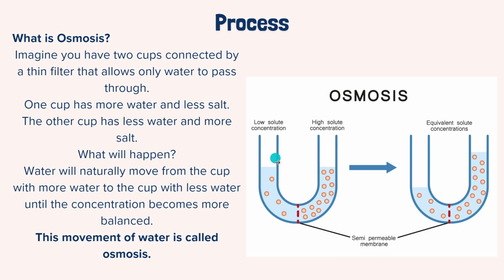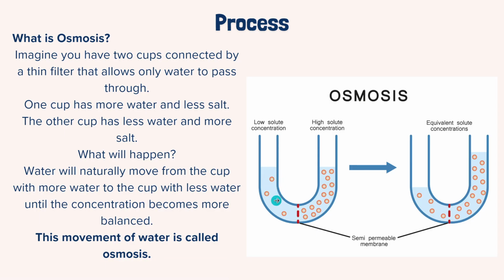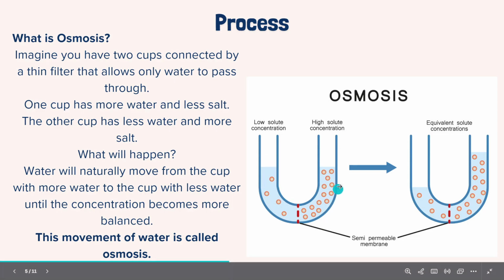Now, for example, see here, we have a U-tube which is separated by a semi-permeable membrane. On one side, say we have water, and say these balls are sugar or salt particles. On one side the salt particles are fewer, but on the other side there are more. So here there is low solute concentration. The salt is the solute and the water is the solvent. The solute concentration on this side is low and on this side it is high.